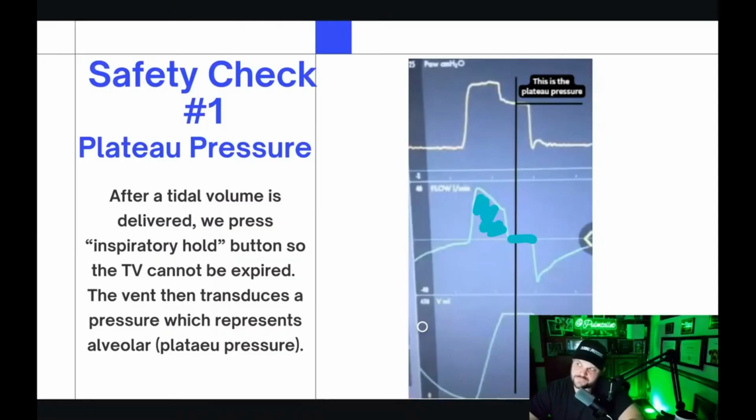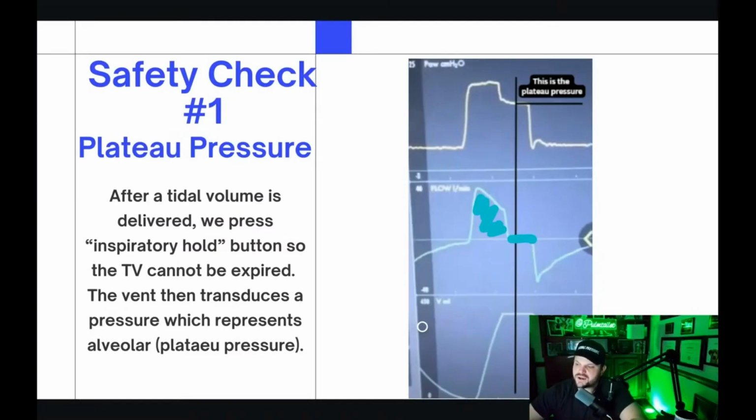Sadly, the pre-hospital and inter-hospital vents like the T1, the Zoll, and all these things don't have a floating valve or something, so you can't do the hold. The vent calculates the plateau pressure, but if the patient's breathing, it's not accurate 100% of the time, and so on.